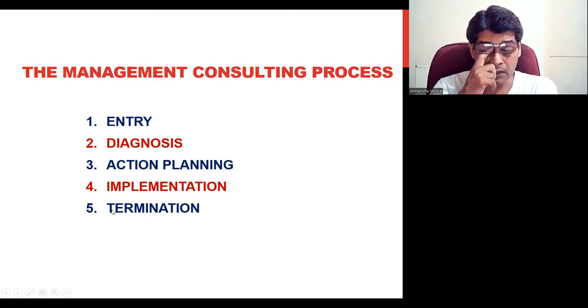So the management consulting process is a 5-step process. Step 1, entry. Step 2, diagnosis. Step 3, action planning. Step 4, implementation. Step 5, termination. In today's discussion, we will go into details of each of these 5 components that constitute the management consulting process.